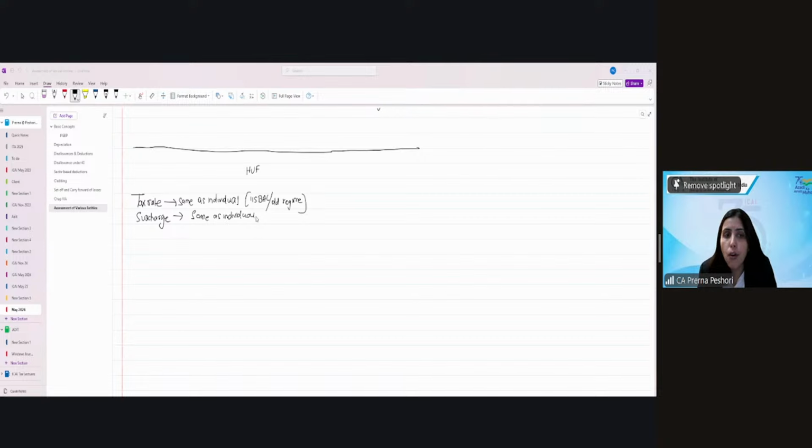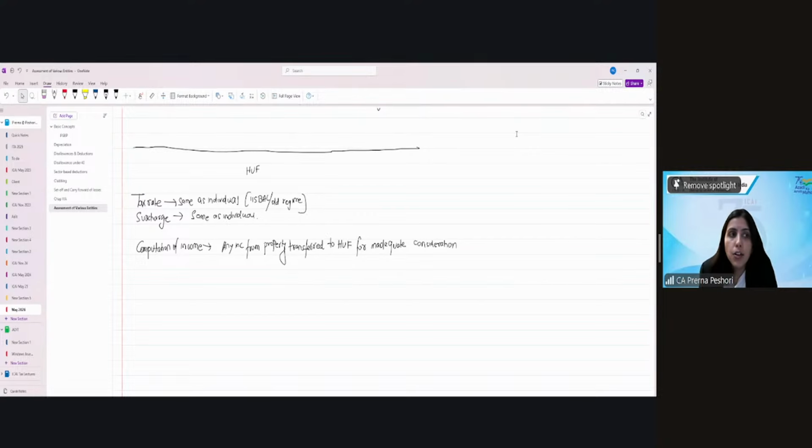Now in respect of computation of the income, any income from property transferred to HUF for inadequate consideration. What will happen in this case? Clubbing provisions will happen.